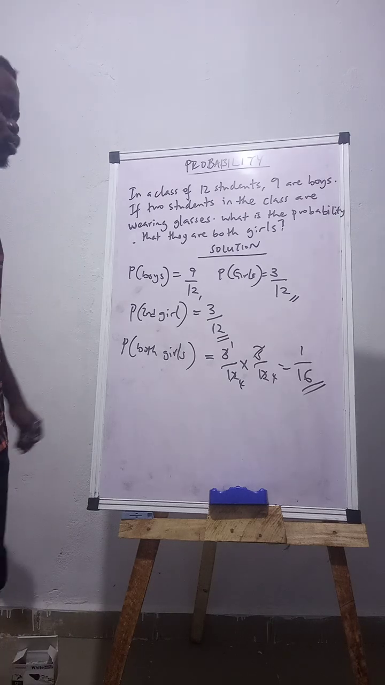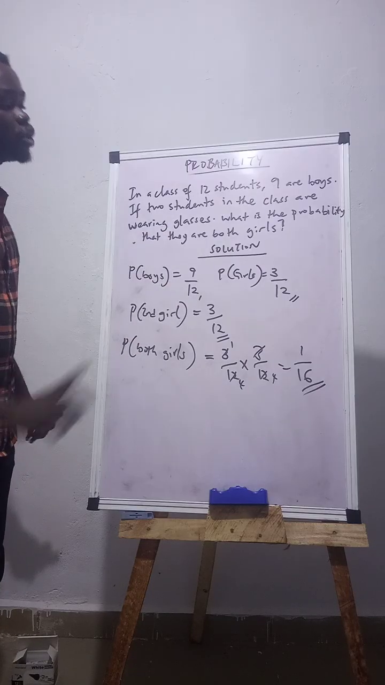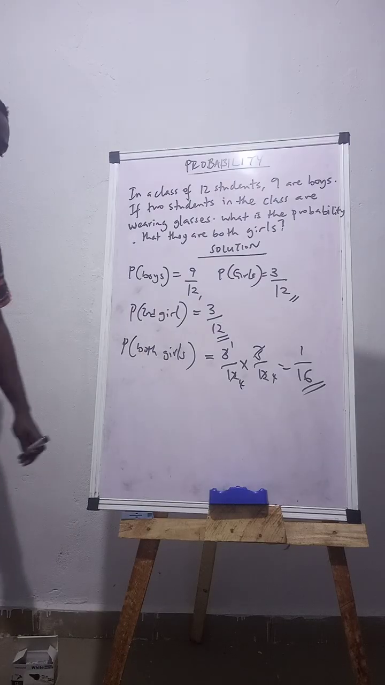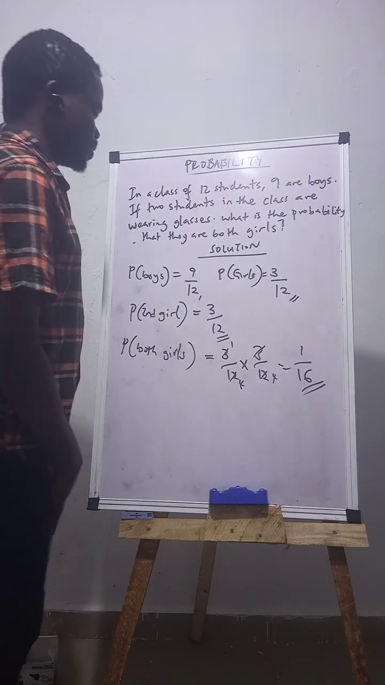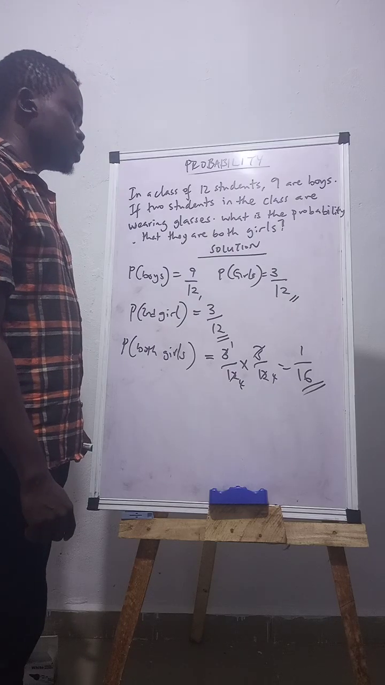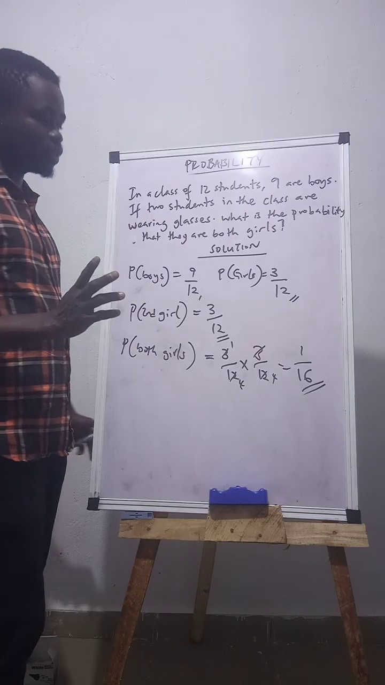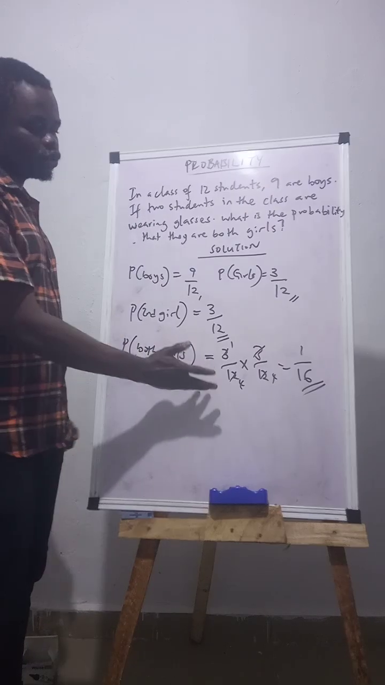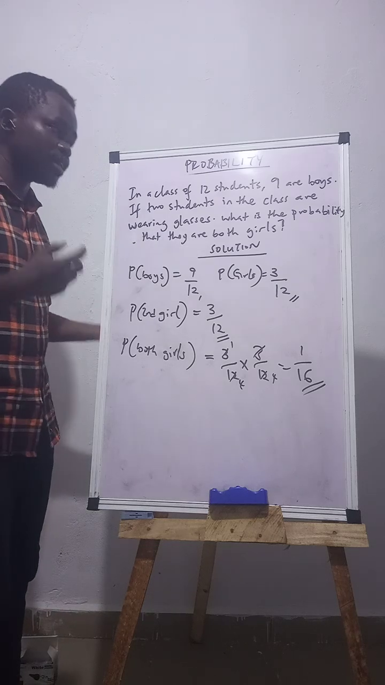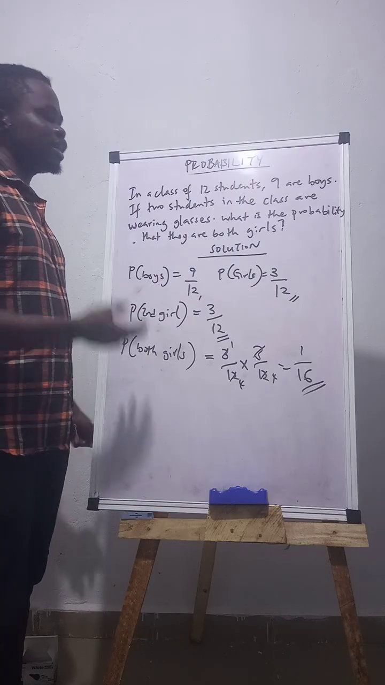For the second one, again, you close your eyes, you will not know. Now, they didn't say with replacement or without replacement. So we are going to assume naturally that it is without replacement. Because they didn't say they are picking them, they just say if 2 students in the class are wearing glasses. Take note of the question. That's why we did not do that. Nothing complex there. If they are wearing glasses, what is the probability that they are both girls?